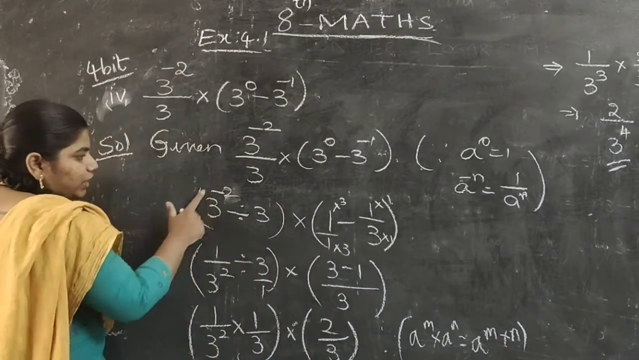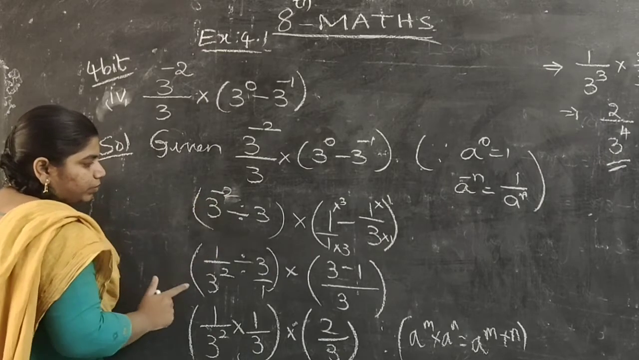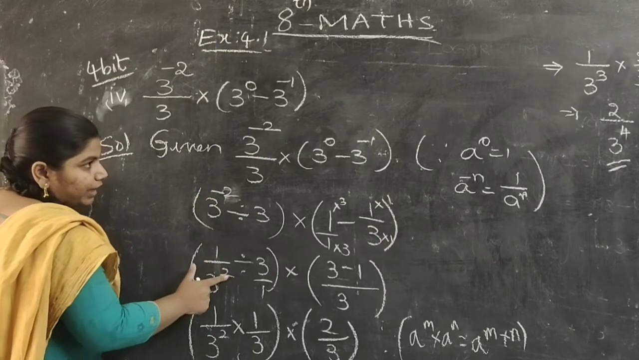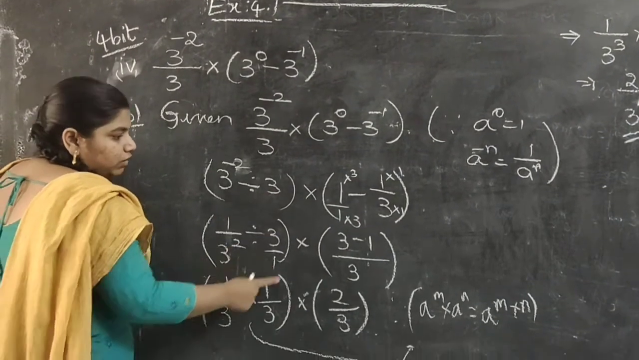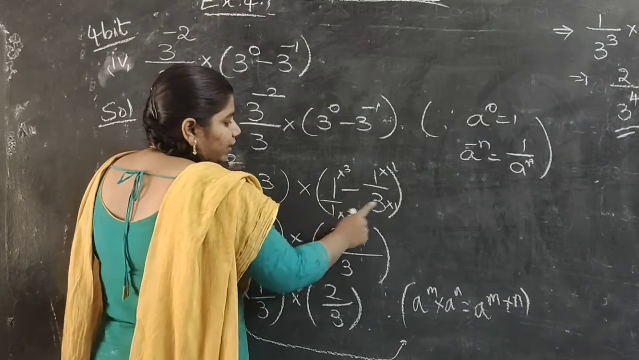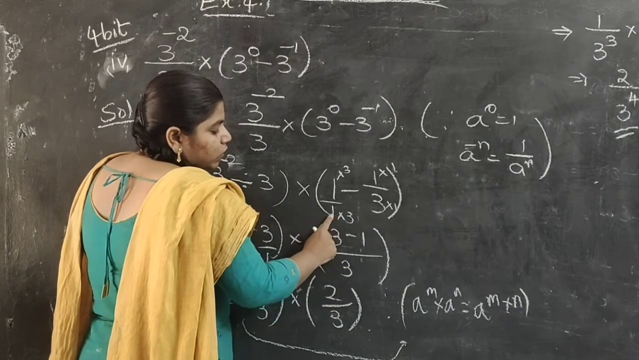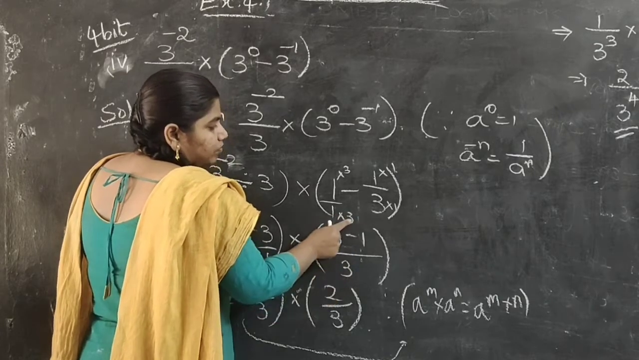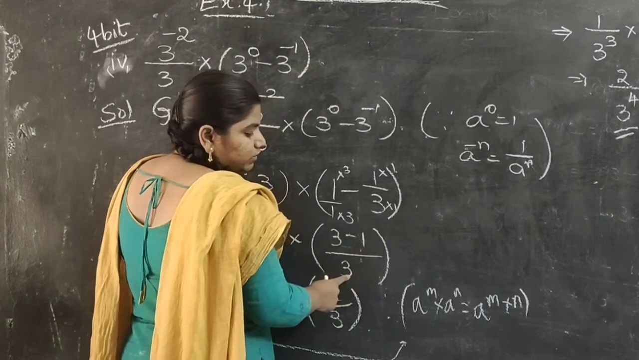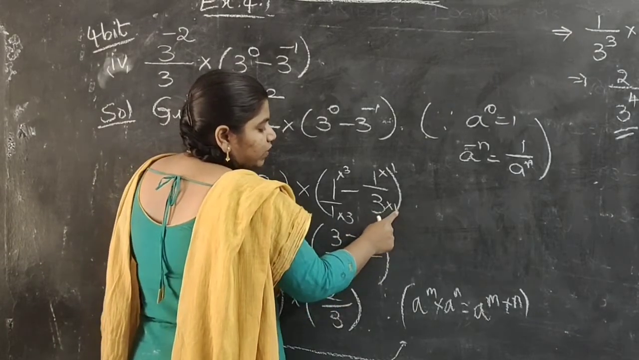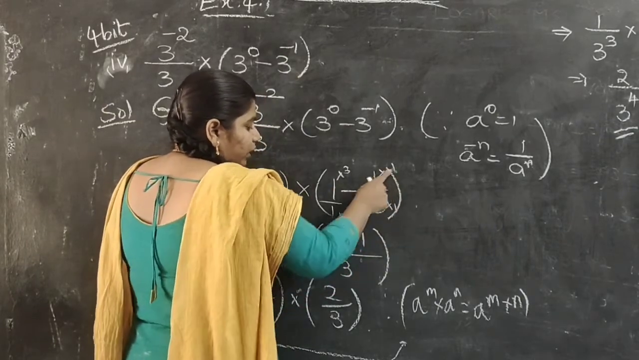Here, this value is in the form of a power minus n. So a power minus n will be 1 by a power n. Divided by 3, we can write in the form of 3 by 1 into, here what is the LCM? 1 and 3 LCM will be 3. So which number do we have to multiply to get 3 here? 1 into 3 will be 3. So the same 3 I am multiplying in the numerator also. Here for 3, how much will you multiply to get 3 again? That is 1 time. So multiply 1 in both numerator and denominator. So 3 ones are 3 minus 1 ones are 1.